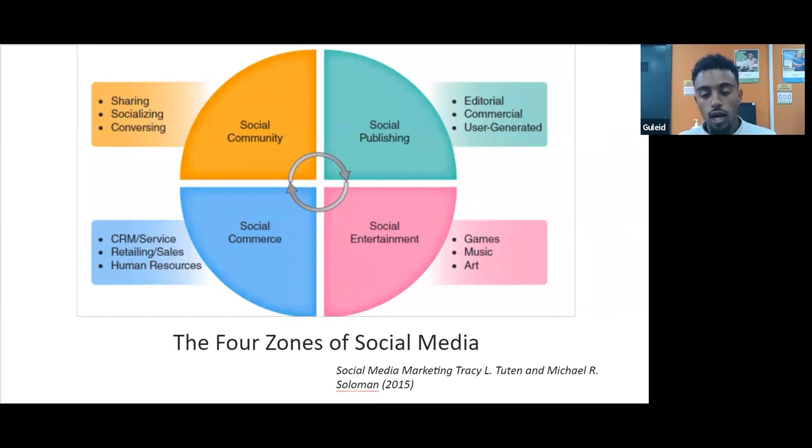There are 4 zones, and these 4 zones were introduced by academic theorists Tracy Tuten and Michael Solomon, who created this framework. These 4 zones give you knowledge and split up social media marketing, and as we know today, these four zones are regularly in the mainstream media. So if you look at social community first, which is the first quarter, for instance, you get social sharing, you get to socialize, and you join into conversations in the social community.